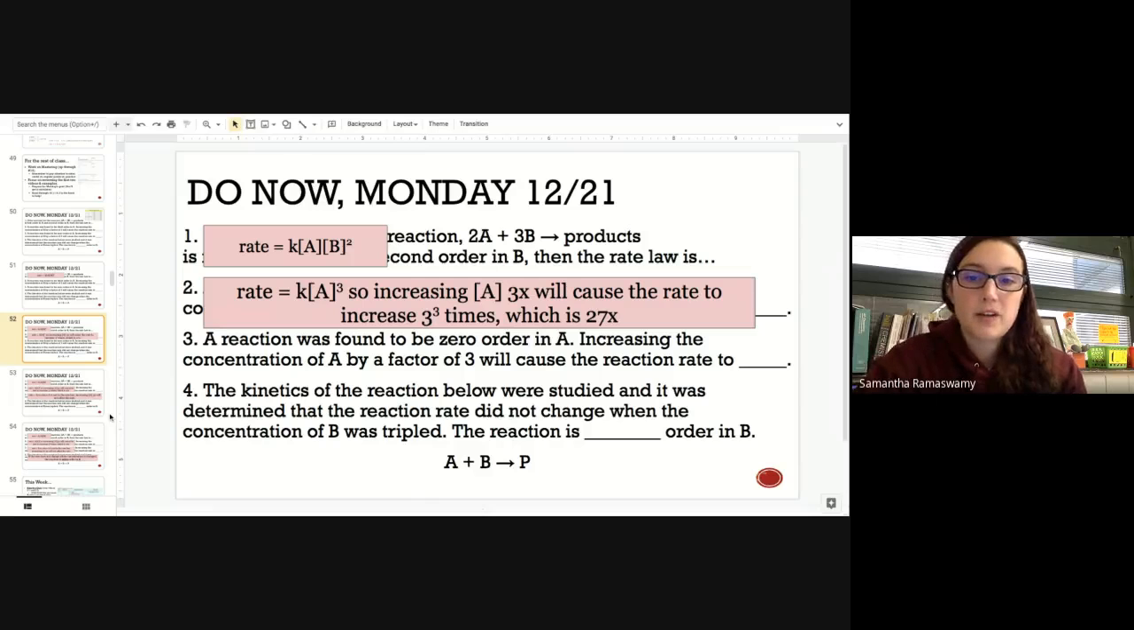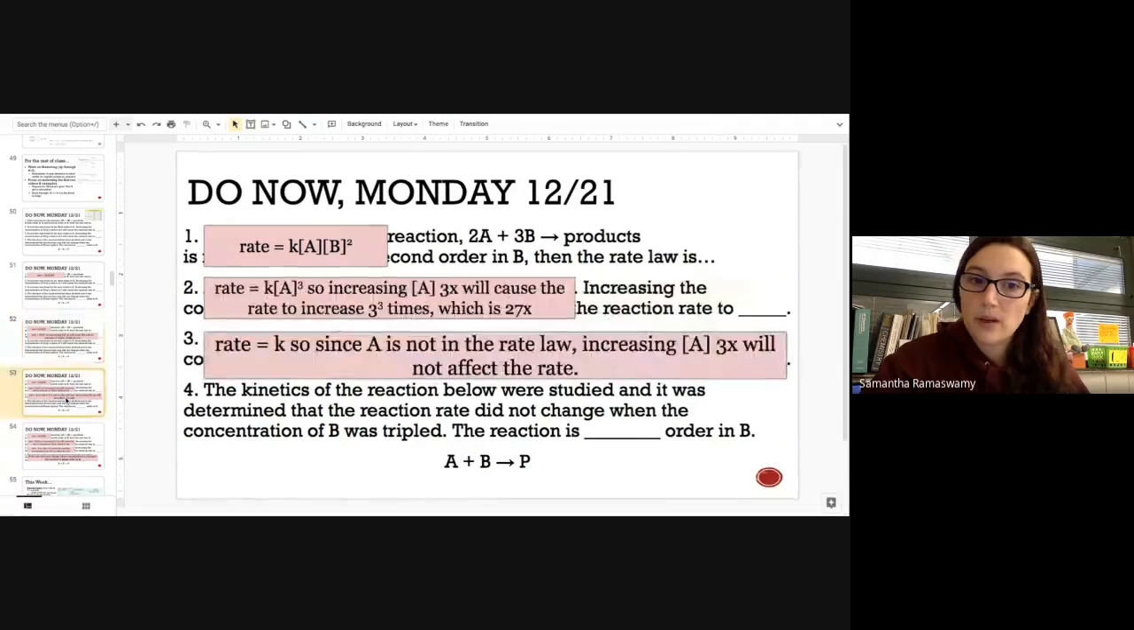Number 3, a reaction is found to be 0 order in A. Increasing the concentration of A by a factor of 3 will cause the rate to do what? Remember, 0 order means that the exponent is a 0. When the exponent is a 0, that is the number 1, so it's not in the rate law at all. For 0 order reactants, you can do whatever you want to the concentration, the rate's not going to change. So for number 3, changing the concentration will not affect the rate. Since A is 0 order, it's not going to be in the rate law.